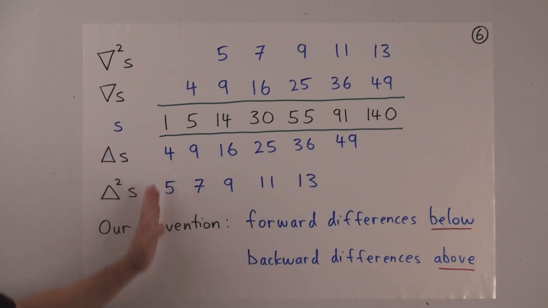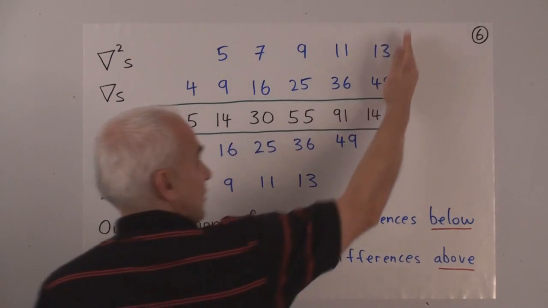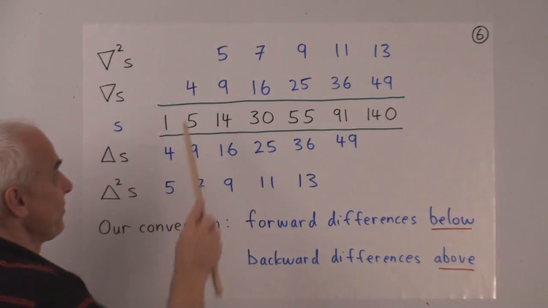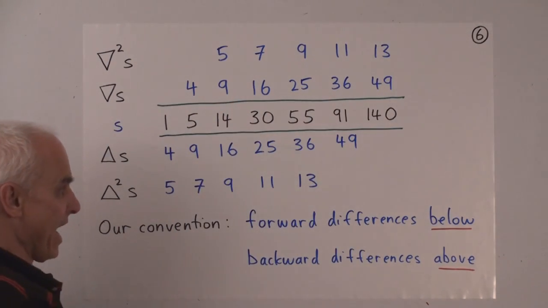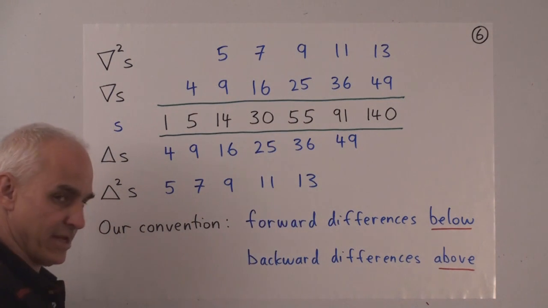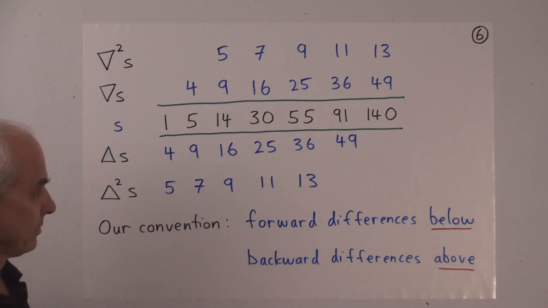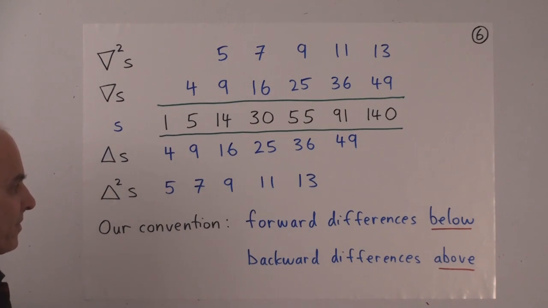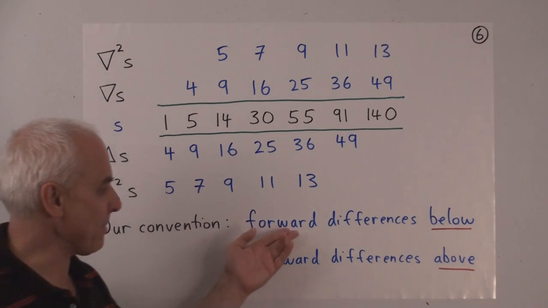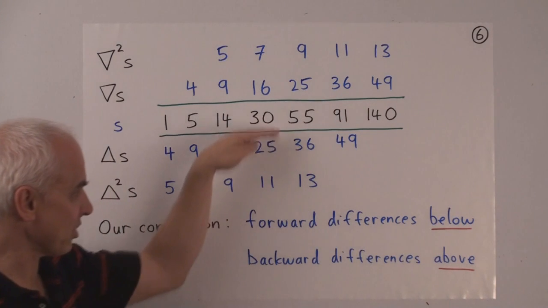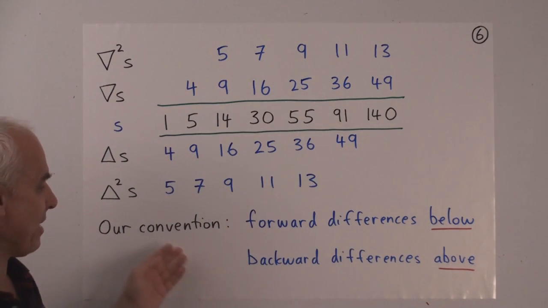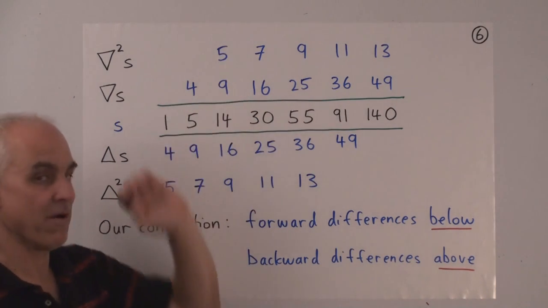So the forward differences are all kind of lined up on this side, while the backward differences are sort of lined up on this side. And here they're kind of going up on a diagonal, and here these ones are going down on a diagonal. So it's a convention. It allows us to keep the forward differences straight because they're always going to be below our sequence, and backward differences above the sequence.